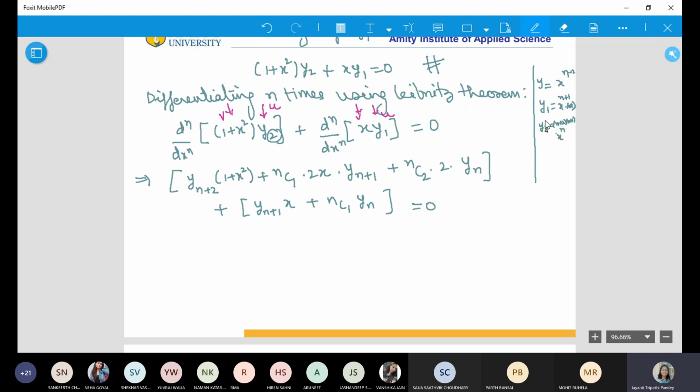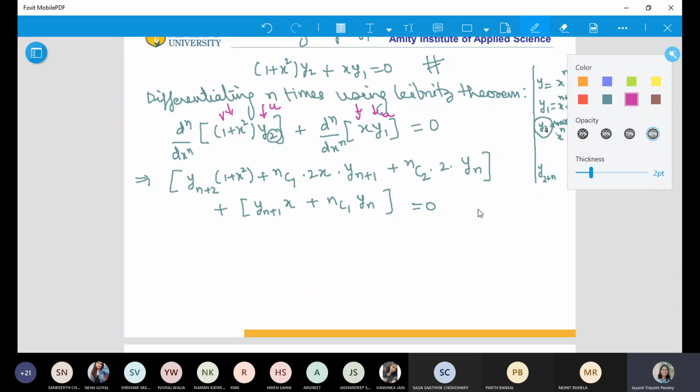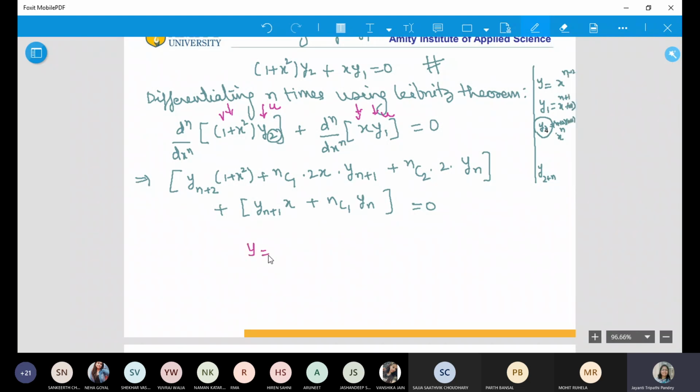Now if I am differentiating this n times, what will I get? Y2 is already there. Now you are differentiating it n times, so you will get y2 plus n, right? Let's simplify it. Suppose you have y is... Ma'am, if we differentiate n times, then yn minus 2 should not come. Wait, ma'am, differentiating once at a time. I'll explain, wait.